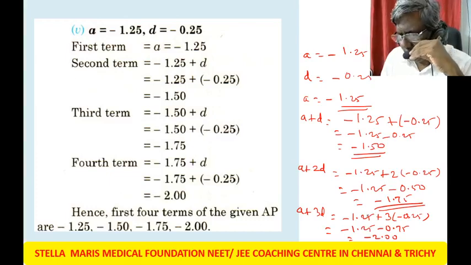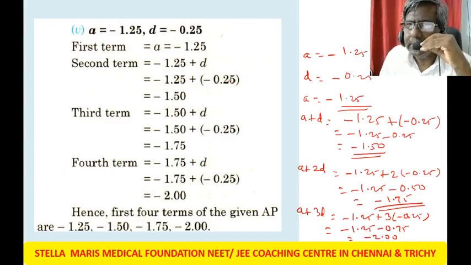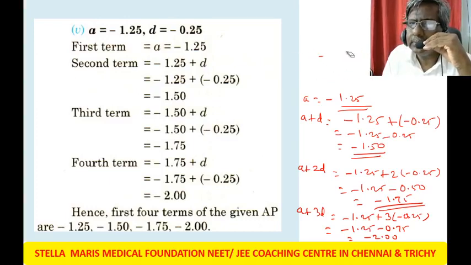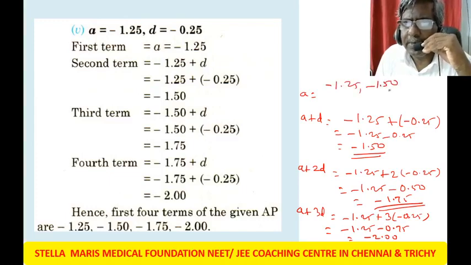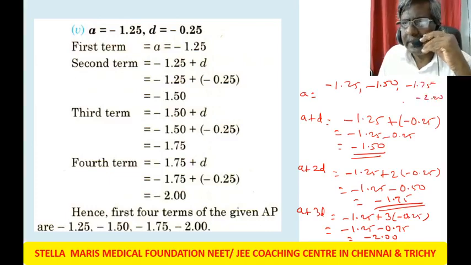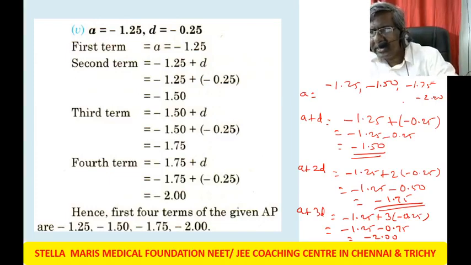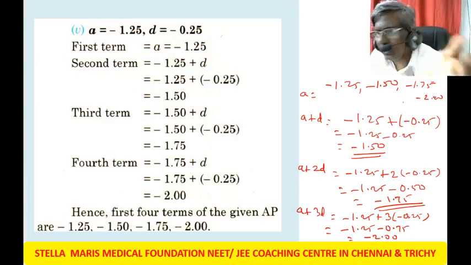I'll write it here. The terms will be like this: minus 1.25, then minus 1.50, minus 1.75, then minus 2. Or in other terms, instead of giving you a plus d, a plus 3d, straight away with the first term you can add this d, and with the second term you can add the d, and you will get the third term. Likewise, you can easily solve it.